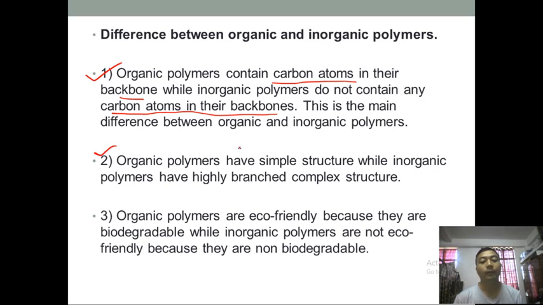The organic polymers have a simple structure, while inorganic polymers are highly branched with a complex structure. Most organic polymers are eco-friendly because they are biodegradable, whereas inorganic polymers are non-eco-friendly because they are not biodegradable. So these are the three important differences between organic and inorganic polymers.